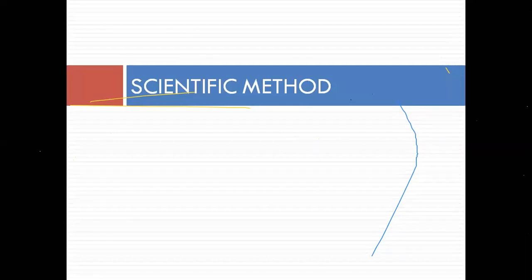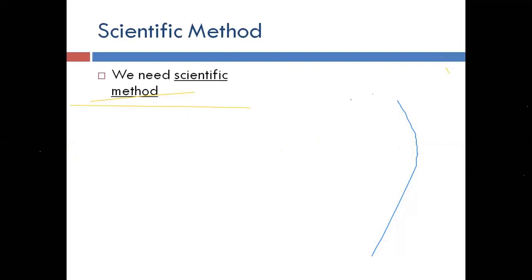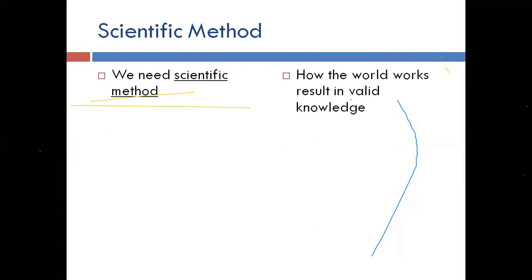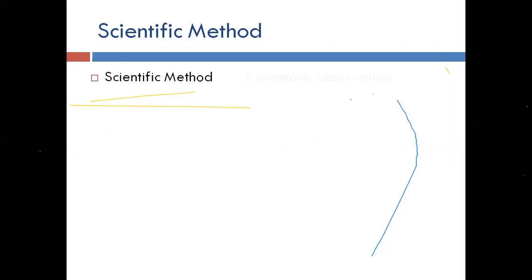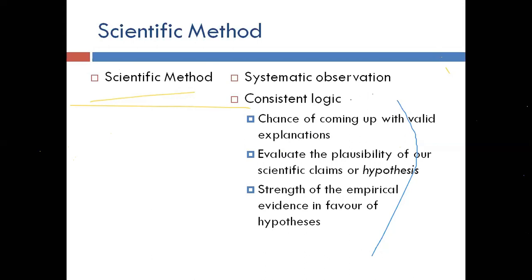Now let us go to the scientific method itself. So we need the scientific method to know how the world works, to result in valid knowledge. So whatever is happening around us must be brought together in such a scientific manner, which will result in valid knowledge, and not based on opinions, beliefs, casual observations, and informal logic. All these are too subjective, too susceptible to errors. Now, the scientific method needs systematic observation and consistent logic, as I have said earlier.